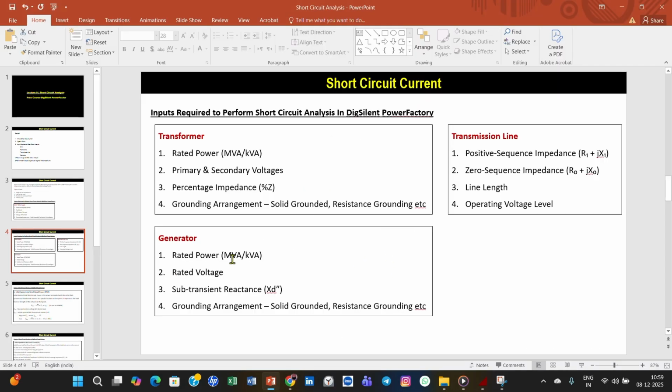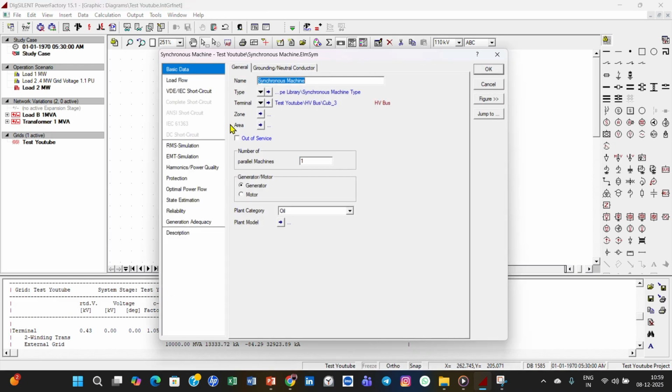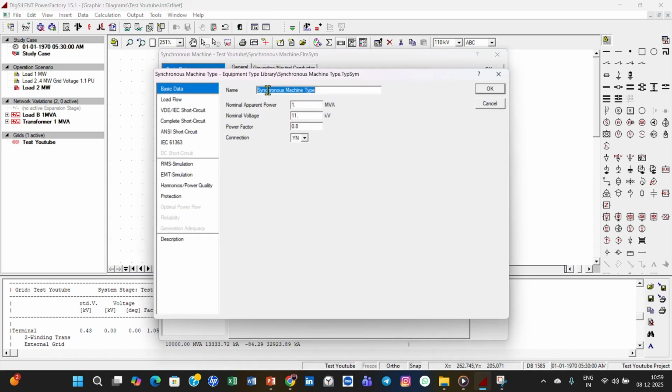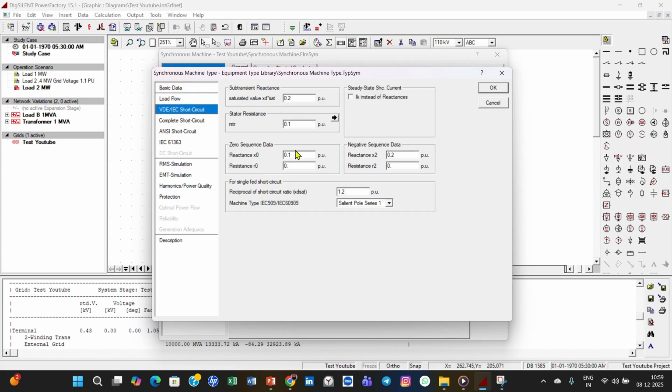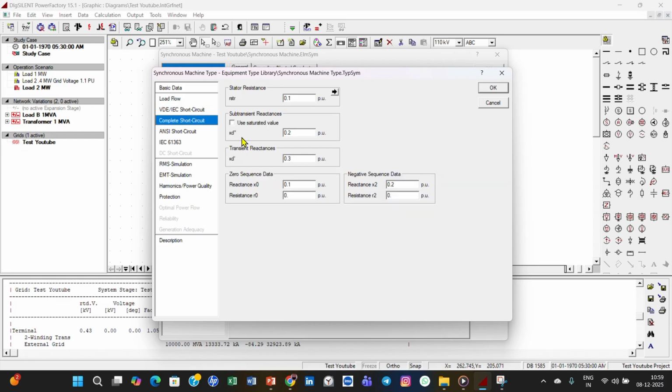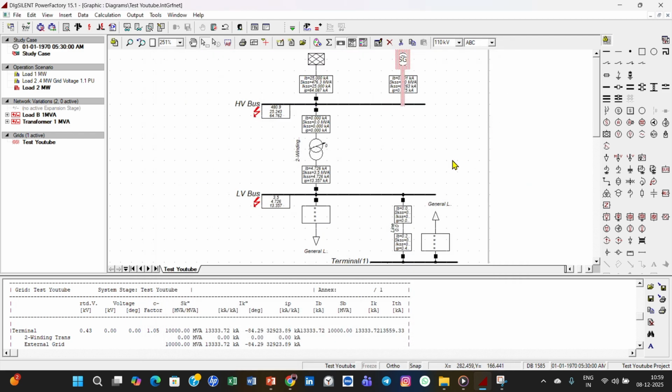Now, for a generator, the inputs required are rated power, rated voltage, sub-transient reactance and grounding arrangement. We can go to DIgSILENT PowerFactory. This is our generator. We can double click on that and go to the short circuit. You can see zero sequence data and negative sequence data defined here. You can also define sub-transient reactance, sub-transient resistance, and transient reactance, and you have to define the rating of the generator and voltage level.